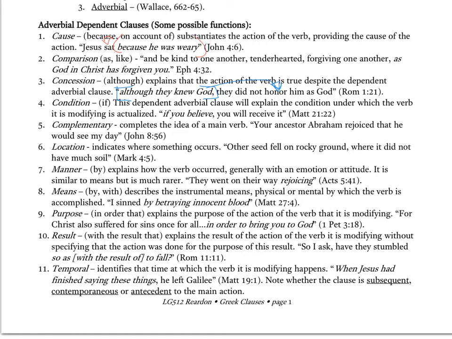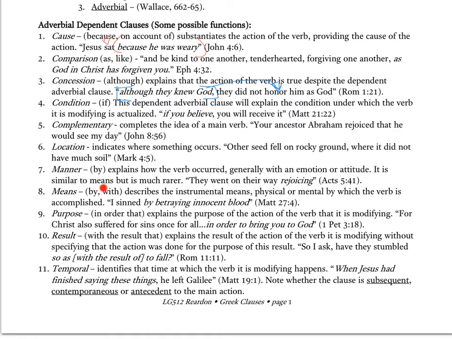Number 6, location. A lot of times adverbial clauses will tell you where something happens, so it is locative. Other seed fell on rocky ground where it did not have much soil. Other seed fell on rocky ground is the independent clause, and then it says something about it: where it did not have much soil. So the location of the falling was where it did not have much soil.